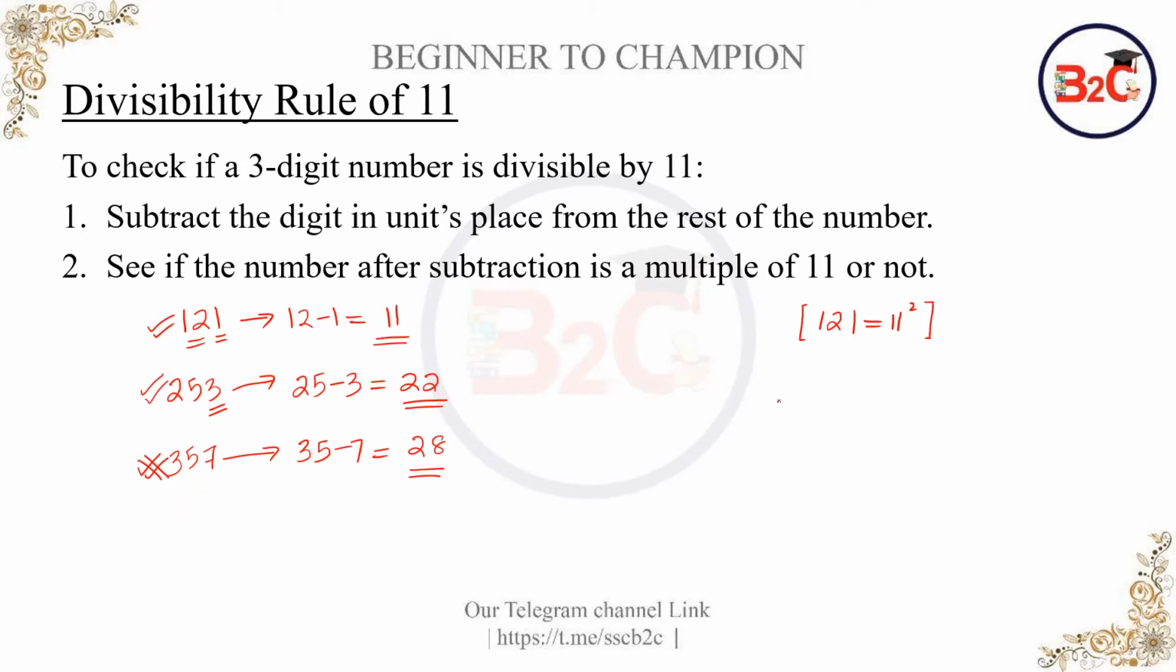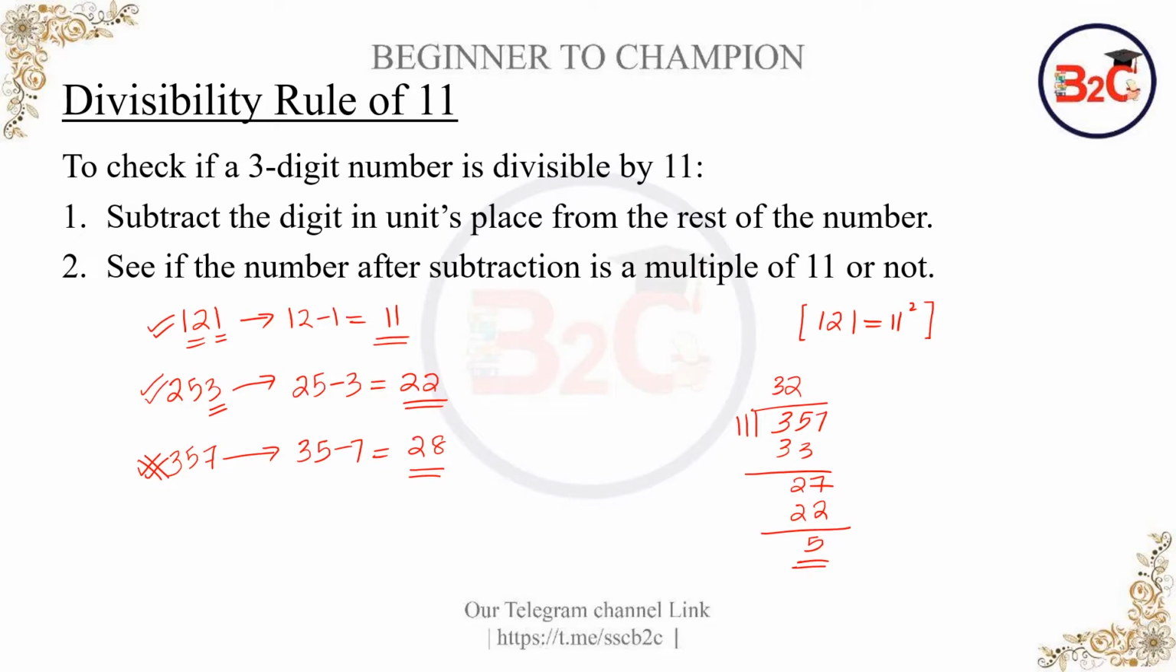We'll use the method of long division. 357 divided by 11. So 11 thrice is 33. 27, 11 twice is 22. So we have a remainder of 5. So this shows that 357 is not divisible by 11. And that is exactly what we got here. Okay.